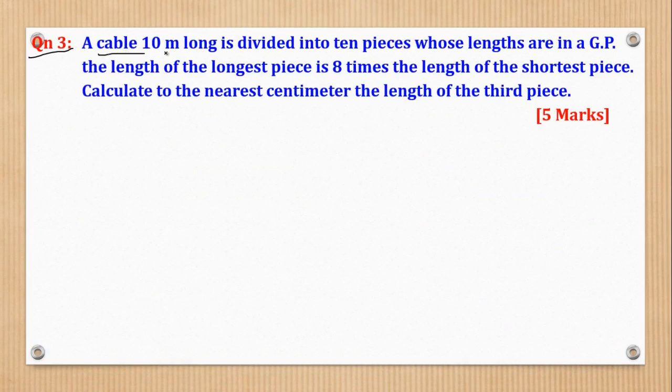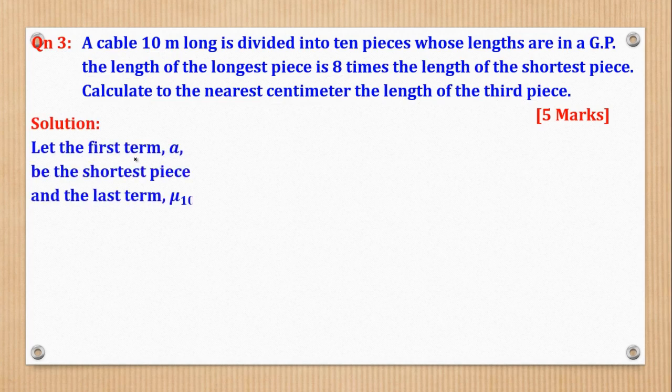Then question 3 says a cable 10 meters long is divided into 10 pieces whose lengths are in a GP. The length of the longest piece is 8 times the length of the shortest piece. Calculate to the nearest centimeter the length of the third piece. So here we shall let the first term a be the shortest piece and the last term, the 10th, be the longest piece.